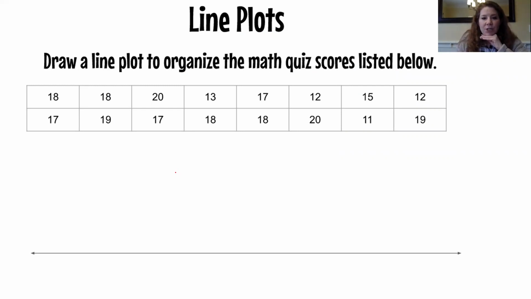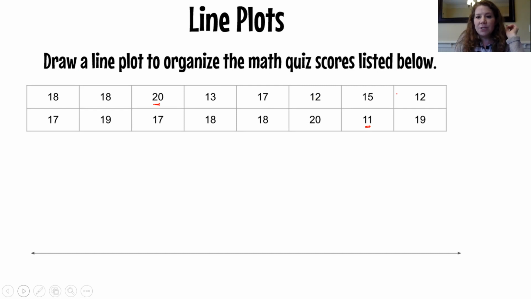So the very first thing you want to do is this line down here is going to serve as our number line. So we're going to look up here at these numbers. I want to find the very smallest number and the very largest number. So I see an 11. Maybe you guys see a smaller one than that. And it looks like our data goes all the way up through 20. I hope I didn't miss anything.